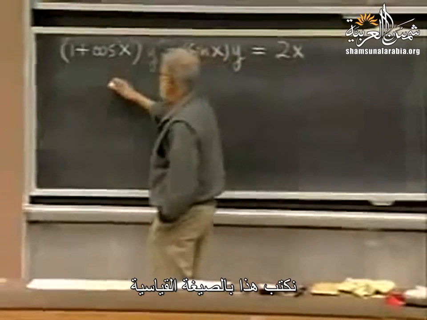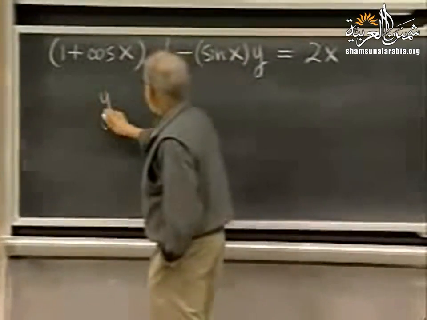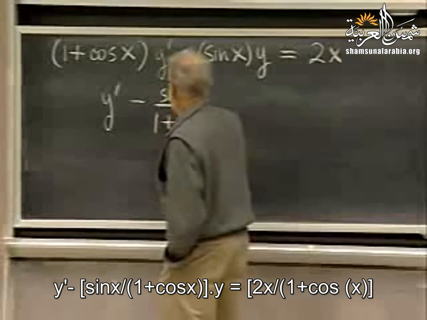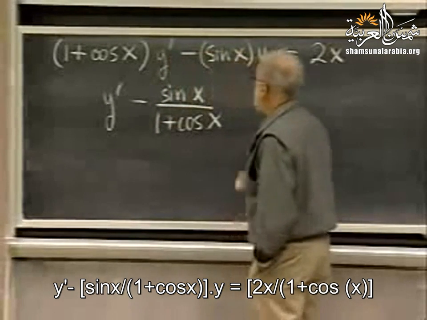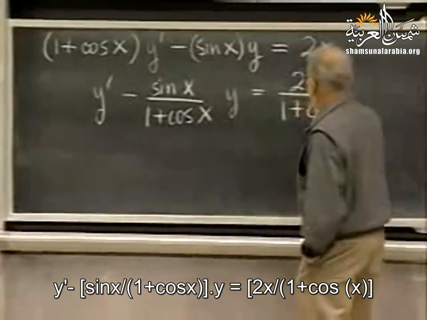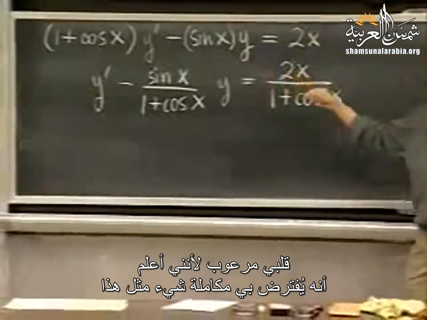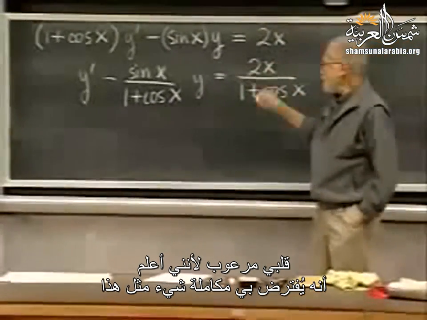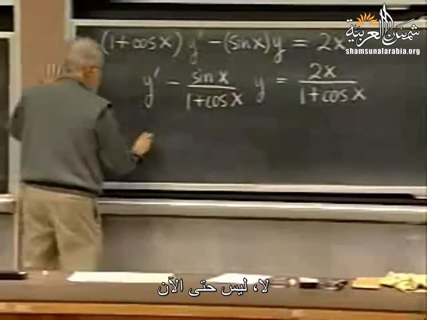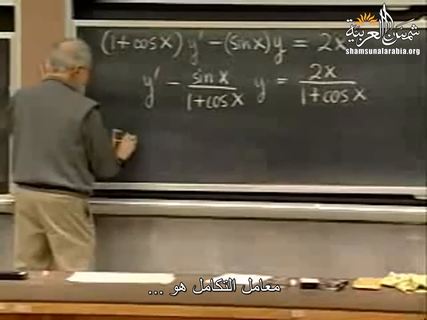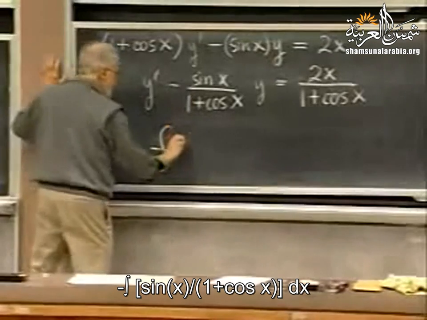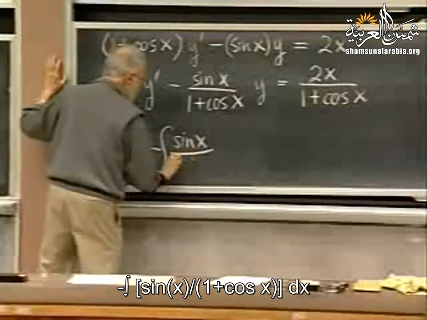So what do we do? We write this in standard form. So it's going to look like y prime minus sine x divided by 1 plus cosine x times y equals, my heart sinks because I know I'm supposed to integrate something like this, and boy, that's going to give me problems. Okay, well, not yet. What's the integrating factor? Well, we want to calculate the integral of negative sine x over 1 plus cosine.